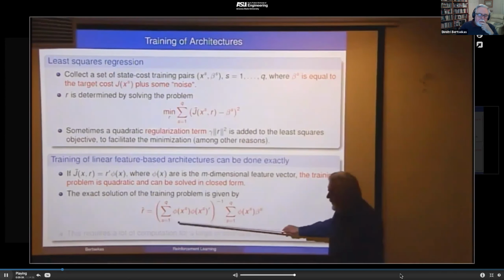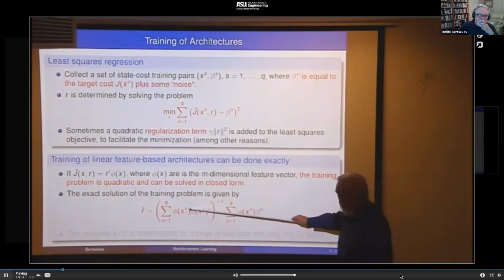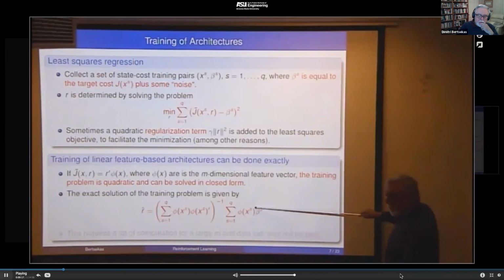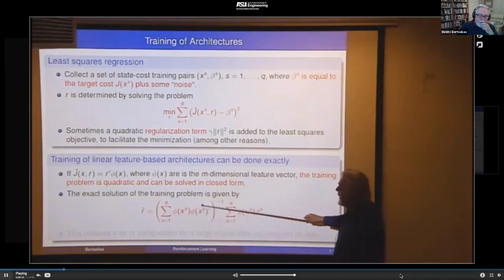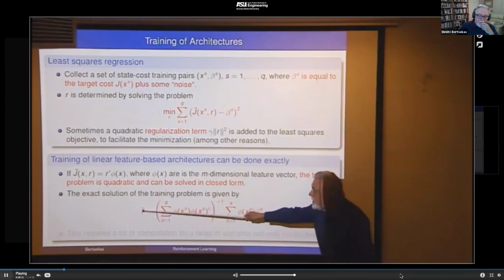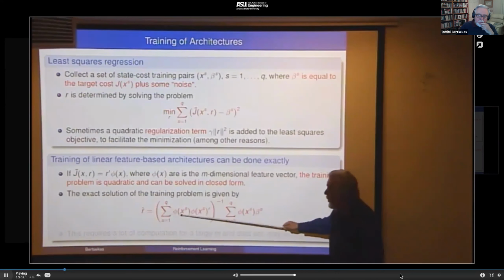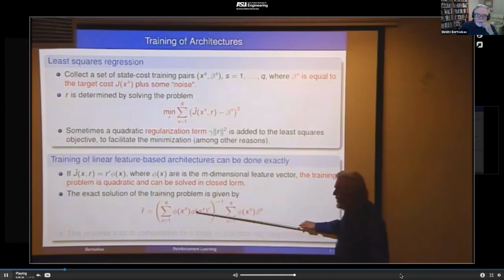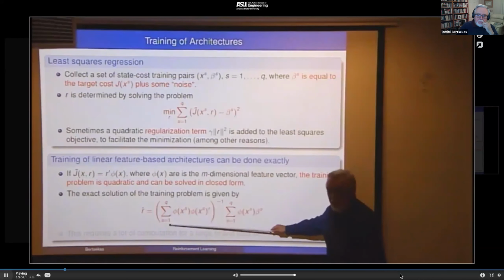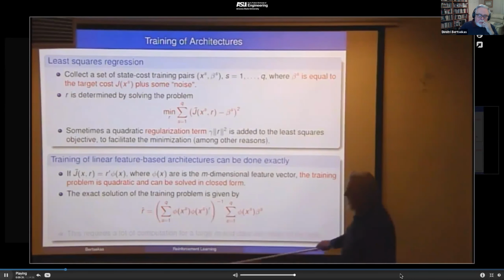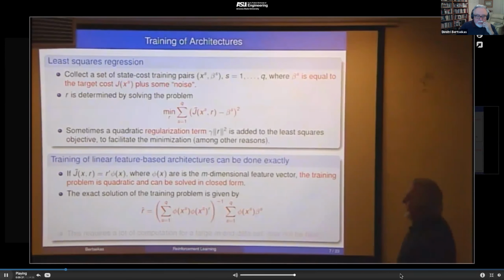And how about this thing? Let's look at the inner product here. It is a column vector multiplying a row vector, so it is a matrix. This is an M by M matrix where M is the dimension of this R. And we add all those and we get another matrix, which we invert. So this is the inverse of this matrix here, which consists of a sum of matrices. Okay, so this is the exact formula.